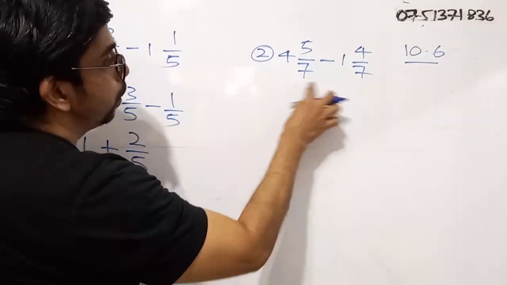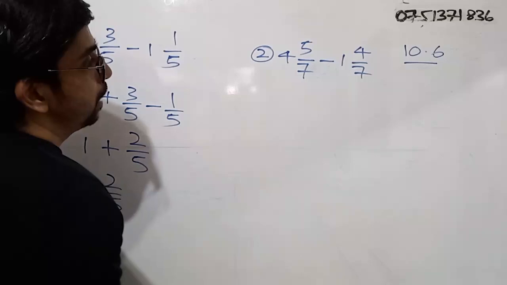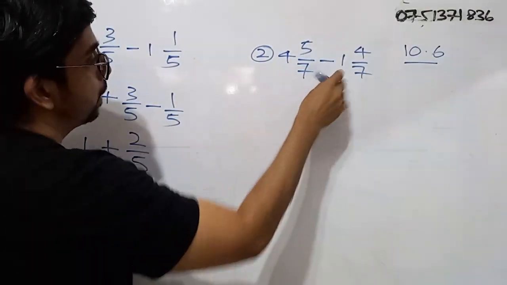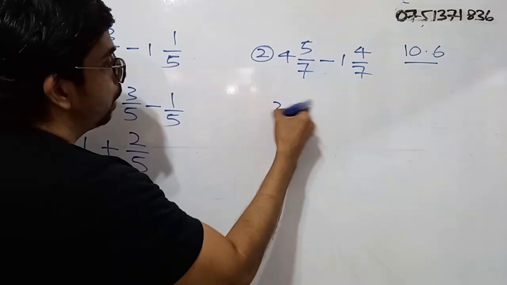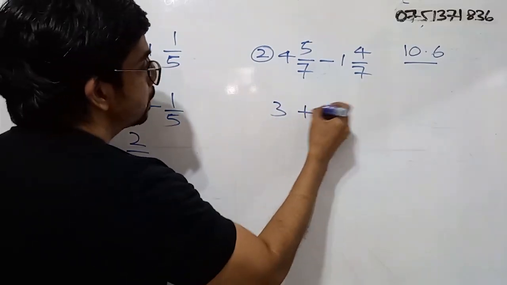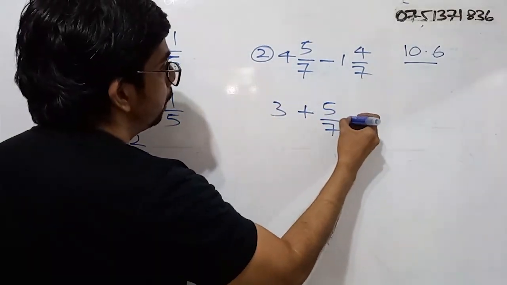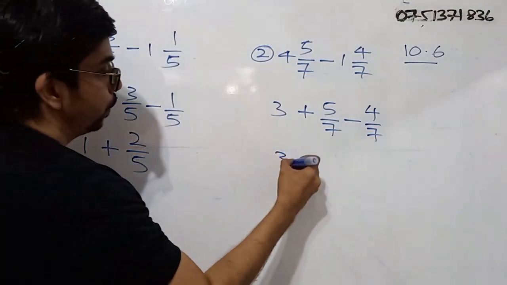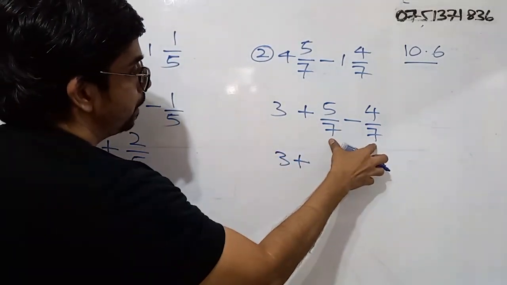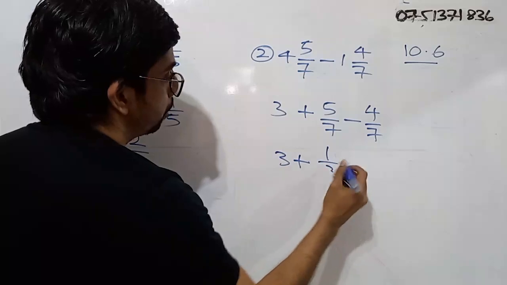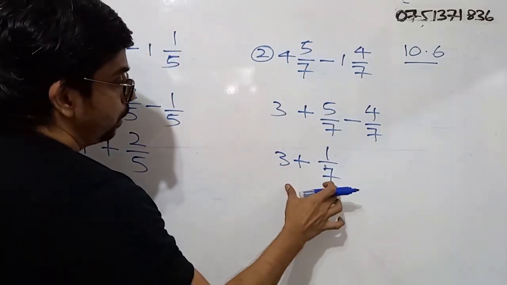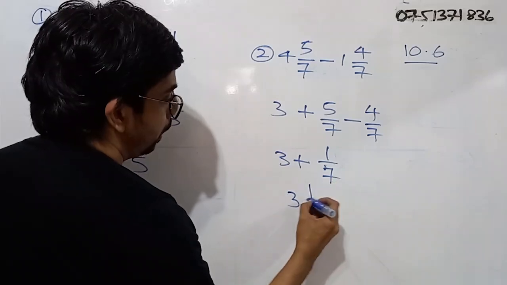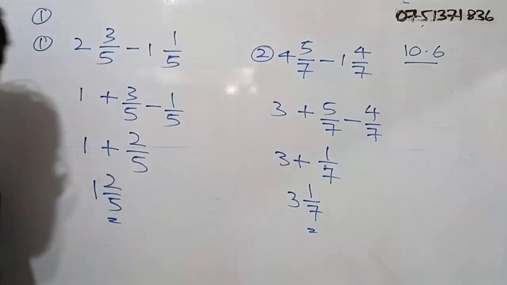Part 2, here also two mixed numbers. So first of all we can simplify the whole number parts. So 4 minus 1, it will be a 3. Plus 5 by 7 minus 4 by 7. So 3 plus, what's the outcome of this? 1 by 7. Then we need to add these two. So we will be getting 3 and 1 by 7.